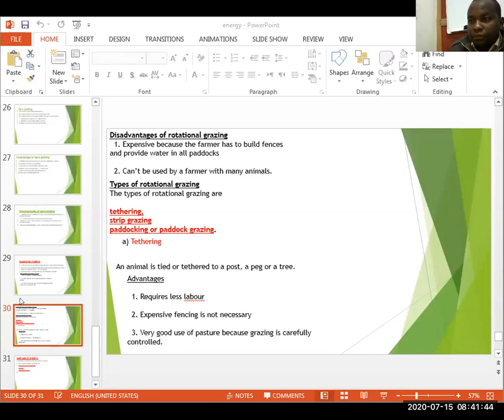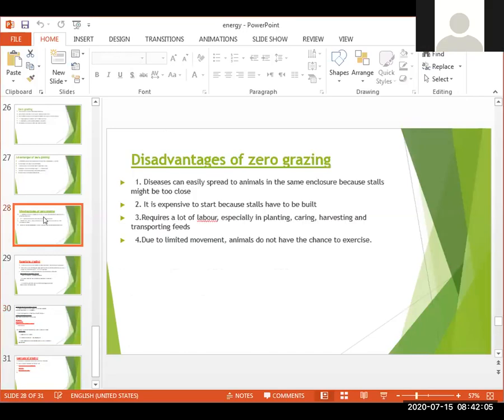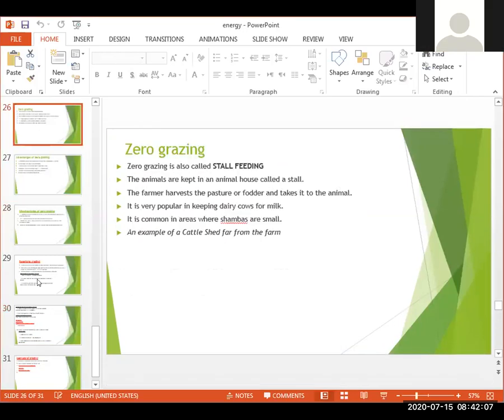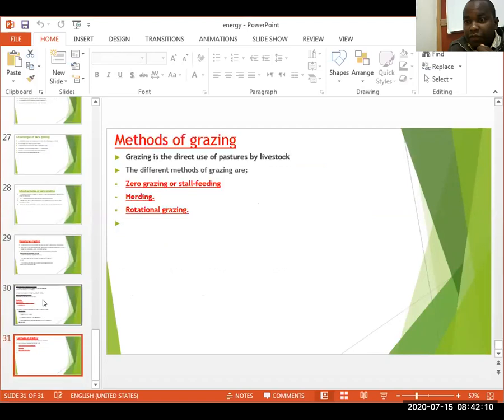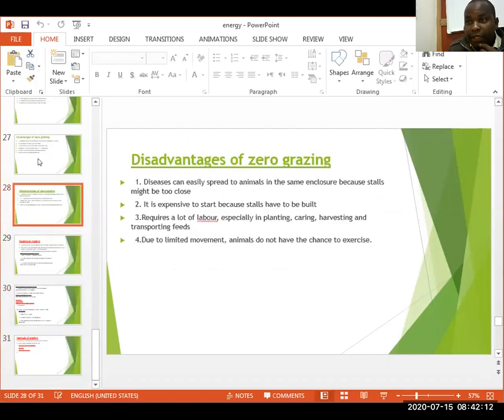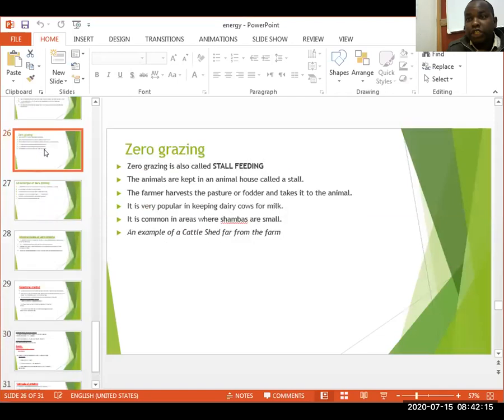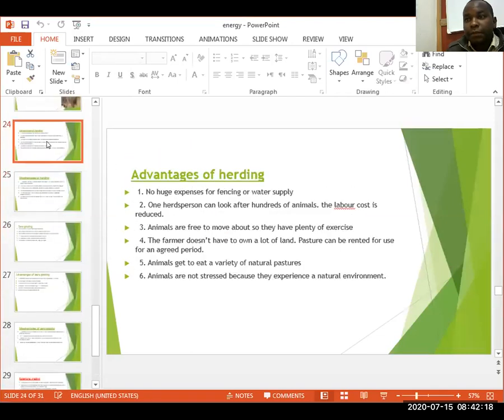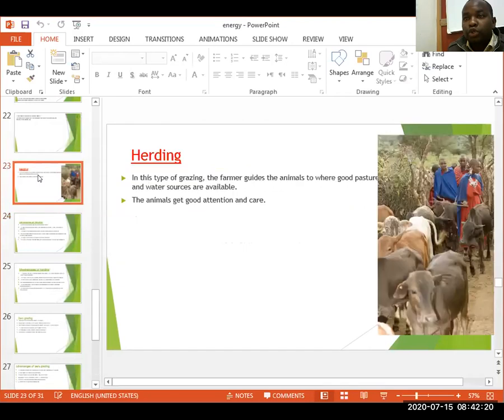And then we also looked at the disadvantages of tethering, whereby we say that if an animal is not looked at carefully, then it can choke using the rope. Now, we also went as far as looking at the other types of rotational grazing, such as paddocking, and this is what you ought to know about paddocking.